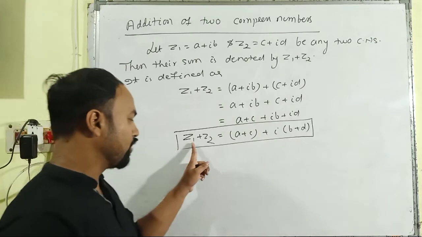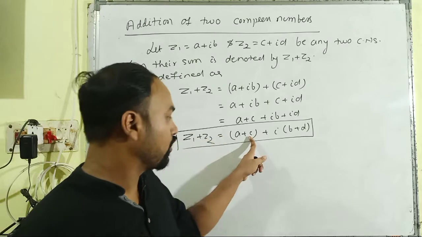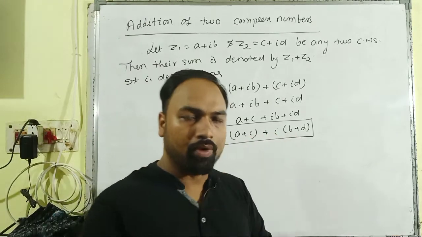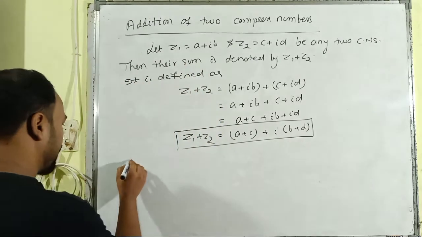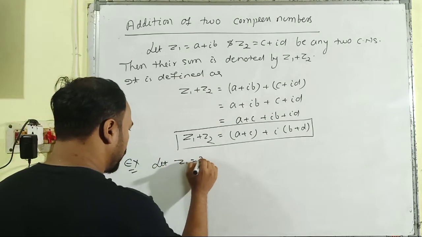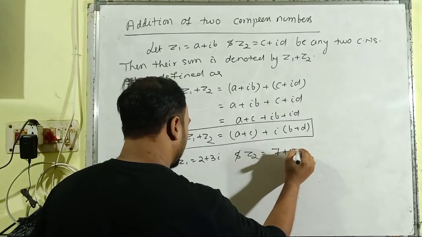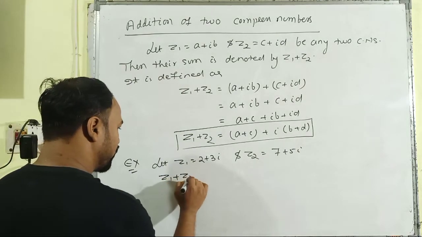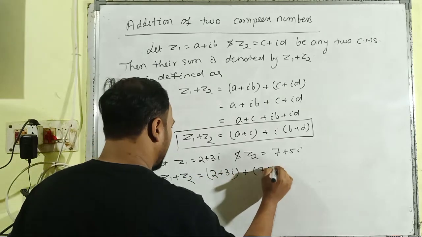That means Z1 plus Z2 can be defined as the addition of the real parts of both of the complex numbers plus i into the addition of the imaginary parts of both of the complex numbers. Then let us take an example so that it will be clear to you. Let Z1 is equal to 2 plus 3i and Z2 is equal to 7 plus 5i. Then we have to find Z1 plus Z2. That means Z1 plus Z2 will be 2 plus 3i plus 7 plus 5i.